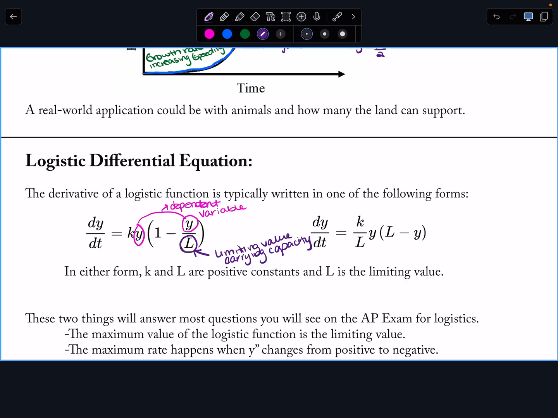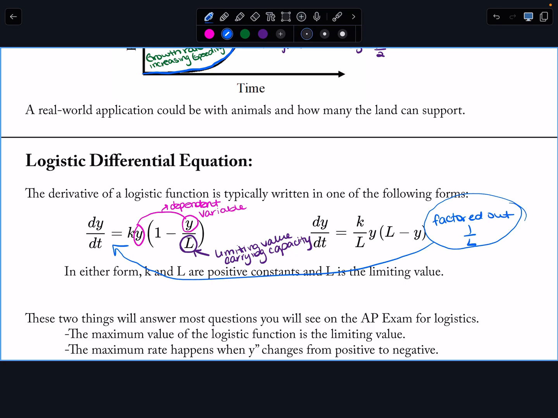These 2 equations are the same equation. The only difference between the first equation and the second equation is that in the second equation, I factored out 1 over L from the first equation. That's the only reason why it looks different. Otherwise, it's the same equation.